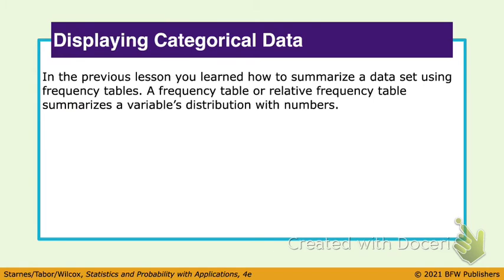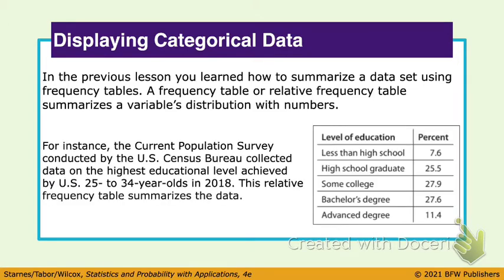All right, so in the previous lesson yesterday, we learned how to summarize data using frequency tables. A frequency table or a relative frequency table summarizes a variable's distribution with numbers. What was the difference between a frequency table and a relative frequency table? One was like a percent or like a decimal. Perfect. One of them was percent or decimal. Which one showed the percent or decimals? Relative. The relative. Very good. Relative is percent or decimal.